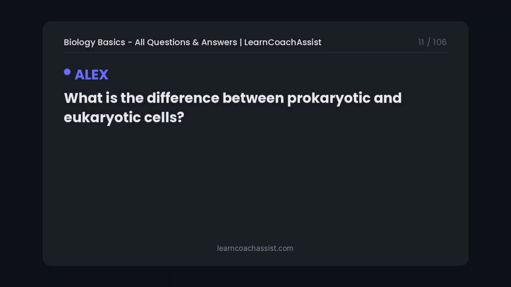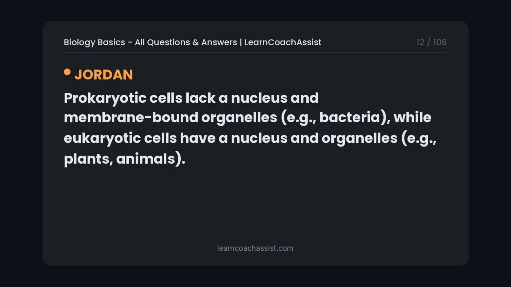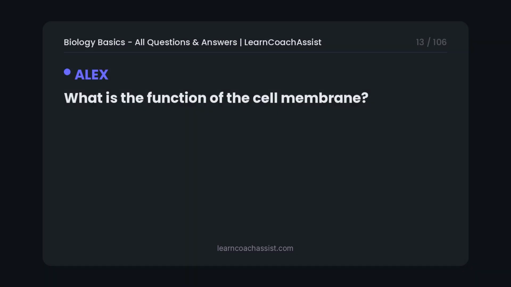What is the difference between prokaryotic and eukaryotic cells? Prokaryotic cells lack a nucleus and membrane-bound organelles, e.g., bacteria, while eukaryotic cells have a nucleus and organelles, e.g., plants, animals.